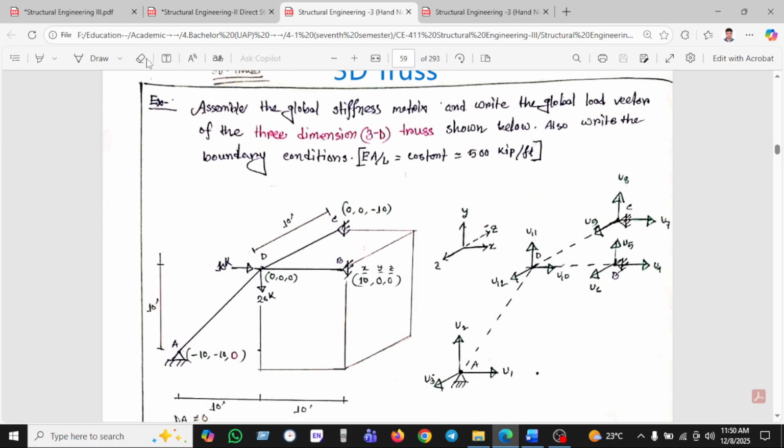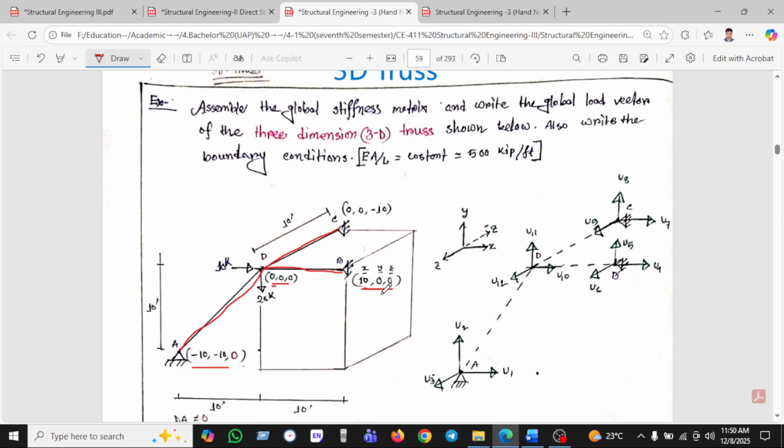So let's see, this is our diagram. You can see this is a pin support, and this is also a pin support, and this is also a pin support. I have also written here for my convenience. The distance is given as 10 feet and 10 feet, and the height is also 10 feet. So I have written all the coordinates here, such as x y z, and in the same way x y z.